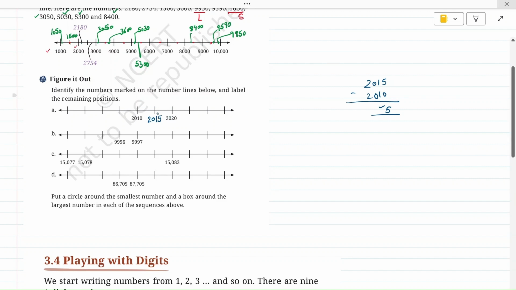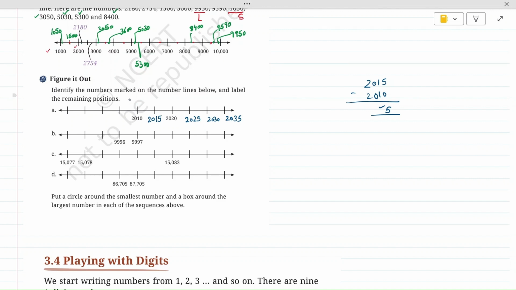Okay, so we will extend this interval in both the directions. How? In this direction in the ascending order in the interval of 5, and here in the descending order in the interval of 5. So let's begin with the ascending part first. This is 2015, this is 2020, the next will be 2025, 2030, 2035. Easy? Yes, what we have done is we have marked the numbers in the interval of 5 here.